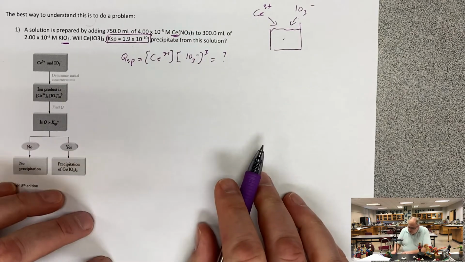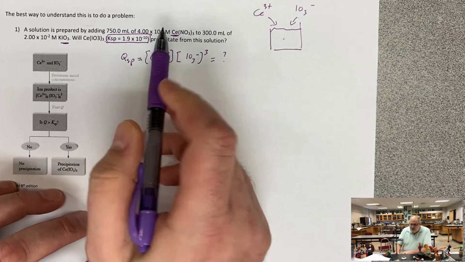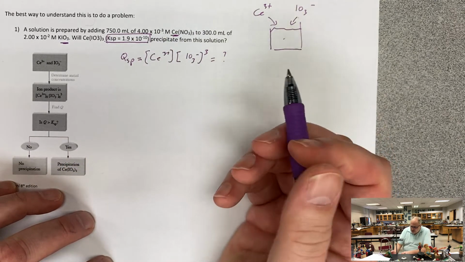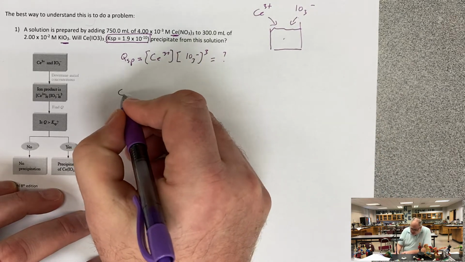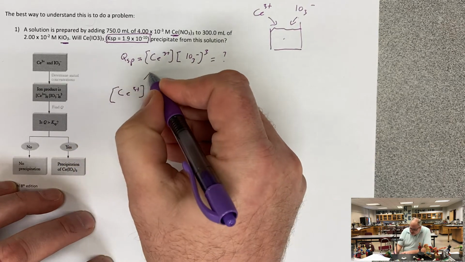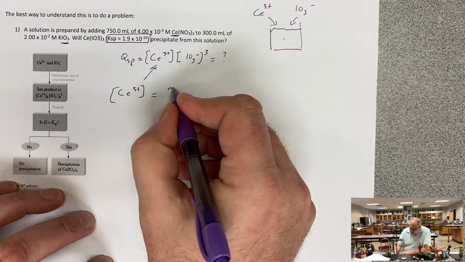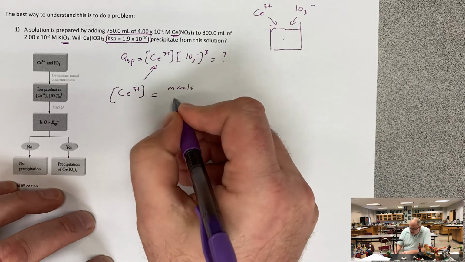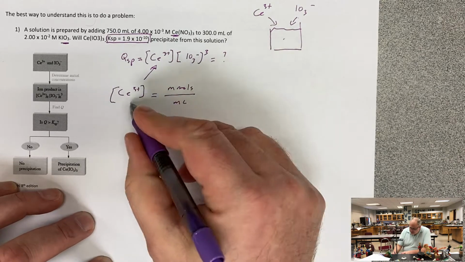Now, what you need to be aware of is that when they give us the volume and the molarity of something, what they're really giving us is the moles. So if we take a look at Ce(NO3)3, and we're trying to figure out just the Ce3+ concentration, because we need that concentration to put in here, what we really need is the moles, or the millimoles, divided by the milliliters, because that's going to give us molarity.